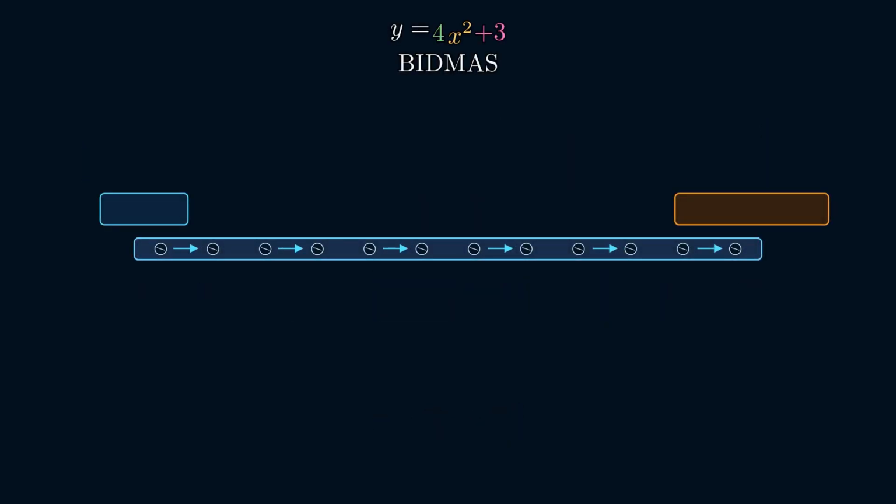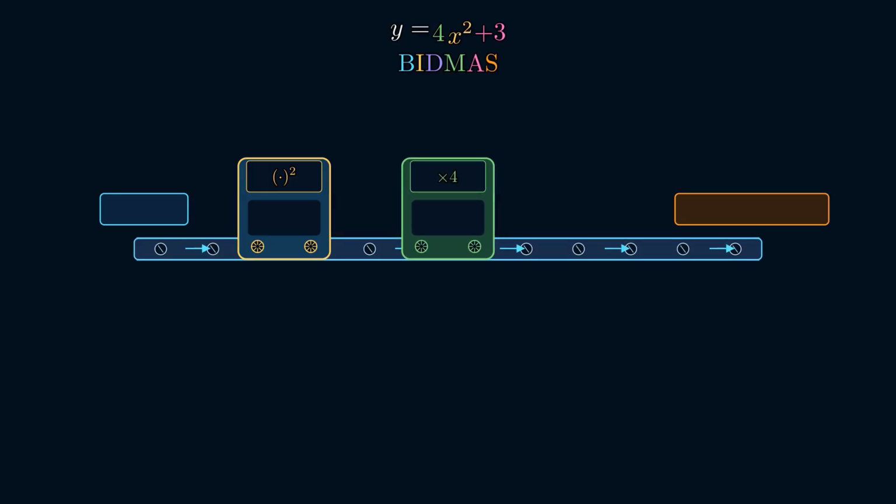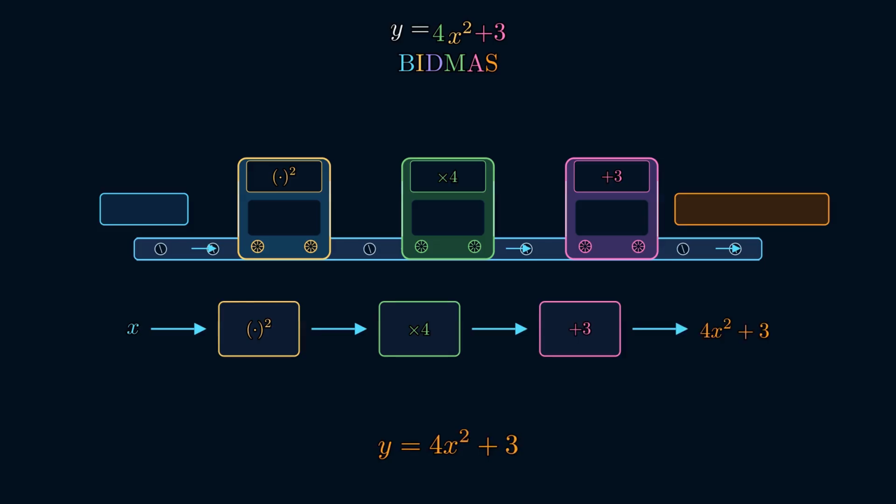Now we build a machine from an equation. Start with y equals 4x squared plus 3. To decide the machine steps, use BIDMAS, the order of operations: brackets, indices, division, multiplication, addition, subtraction. In this equation, the index comes first, so square x first. Then comes multiplication, so multiply by 4. Then comes addition, so add 3. The machine is x, then square, then multiply by 4, then add 3. That matches y equals 4x squared plus 3.